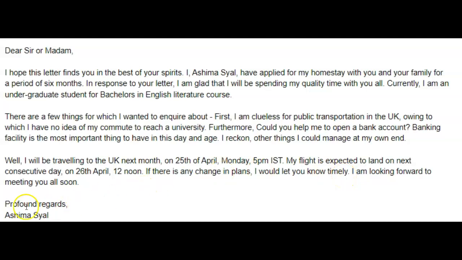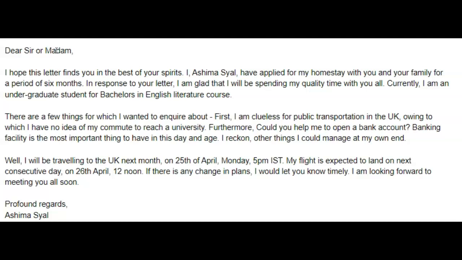Okay. Profound regards is also another thing we don't really say. It's not natural English. And since you started your letter with Dear Sir or Madam, your sign off should have been yours faithfully. This is how we sign off when we don't know the name of the person we are writing to. So you have the right idea, Ashima, but like I said, I felt like a lot of your language was not really natural.